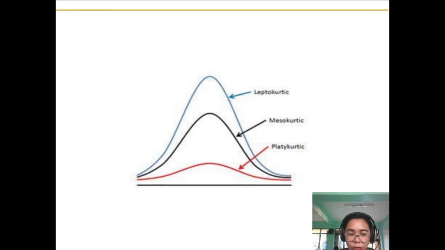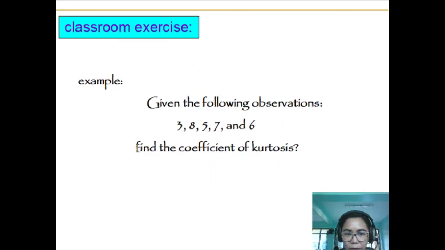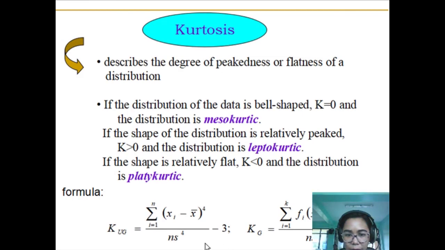Okay, let's try to determine whether our data is leptokurtic, mesokurtic, or platykurtic. Say for example, given the following observations, 3, 8, 5, 7, and 6, find the coefficient of kurtosis. Okay, recall the formula we have for ungrouped data: the sum of x minus x bar raised to the power of 4 divided by n s raised to 4, minus 3. Okay, so this time, we have to determine first the mean.